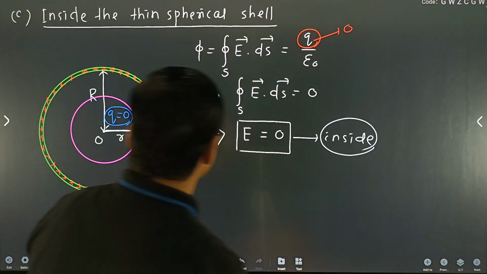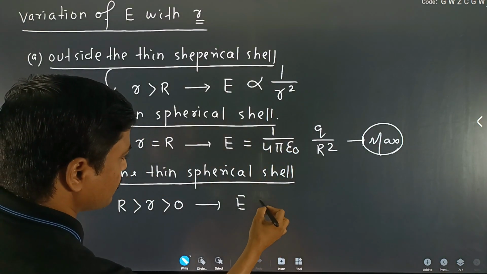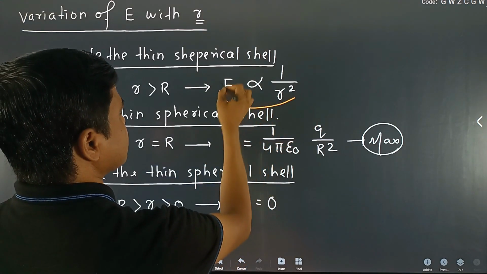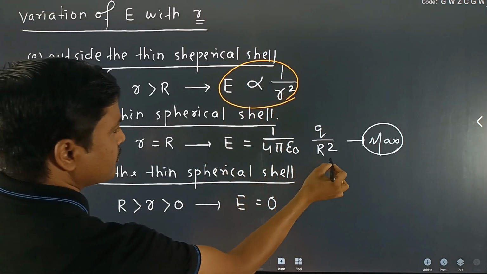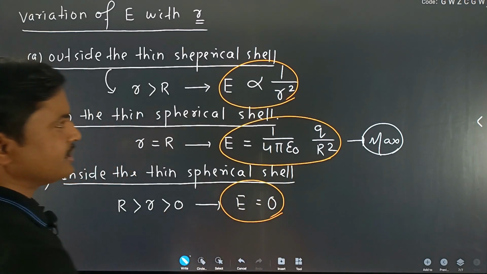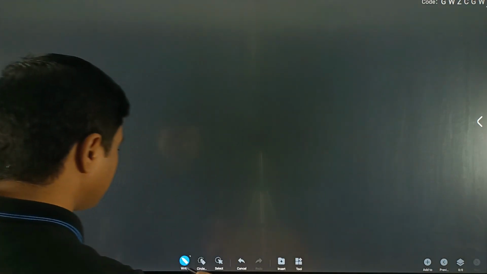And in this case, what is the electric field? Electric field E is equal to 0. Clear? That means three situations are there. This one is outside, this one is on the thin spherical shell, this one is inside. Clear? Then you draw a graph.